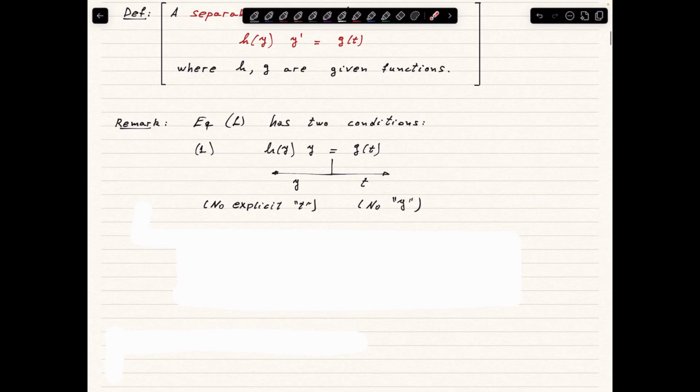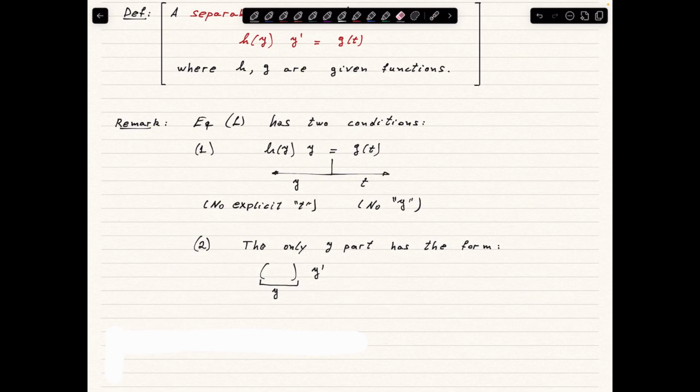But there is a second condition, and the second condition is that on the left side, the dependence on y multiplies y prime. What we are trying to say is, so let's see an example.